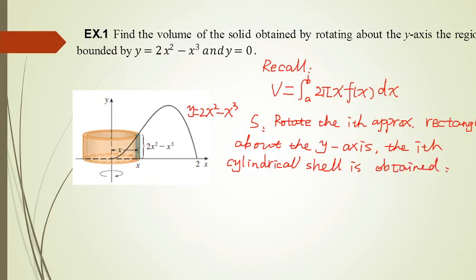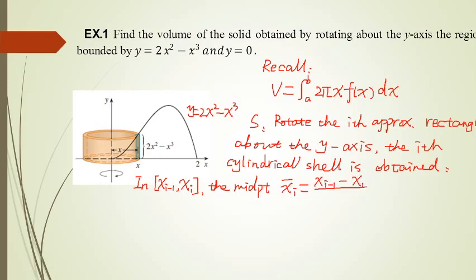We can take this one as the i-th rectangle, okay? The i-th rectangle. So in the i-th subinterval, which is x_{i-1} to x_i, then the middle point, following the formula we established before, the middle point will be the average, right? Will be the average.